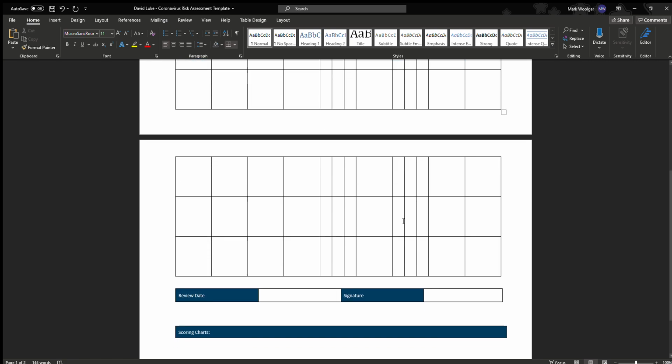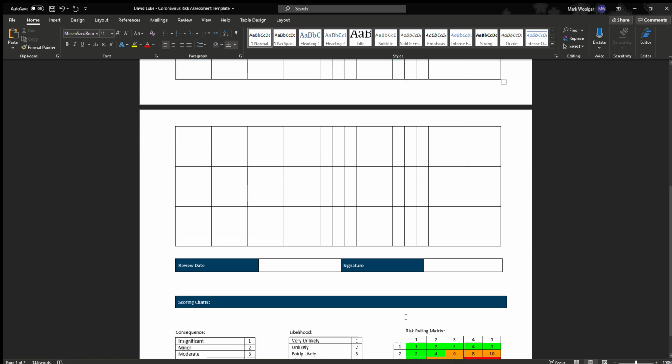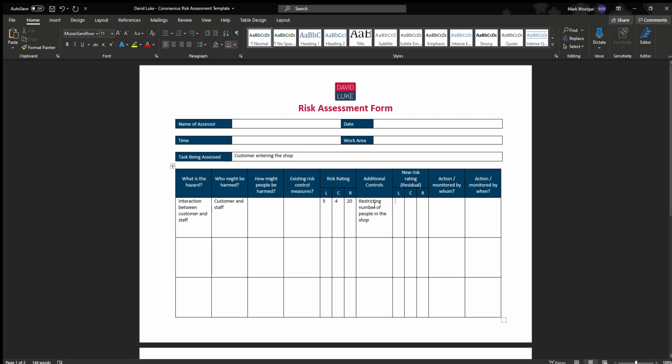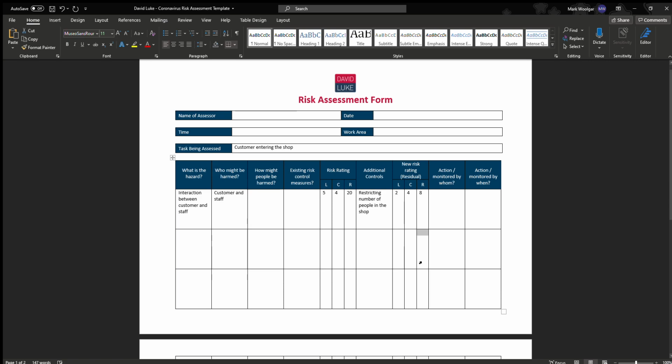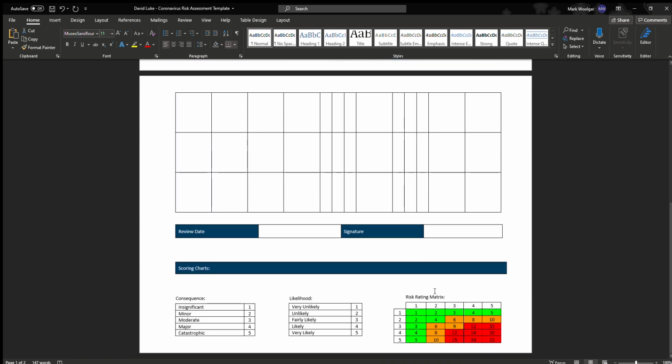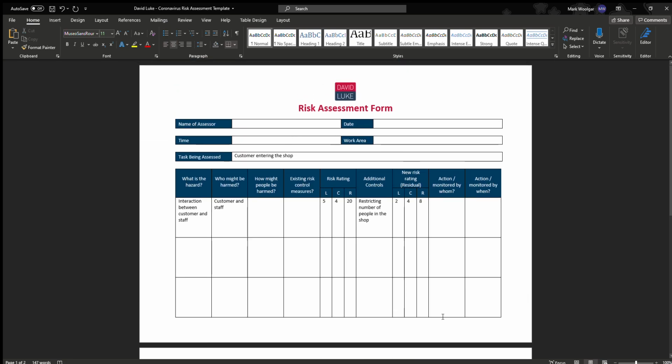So what we might say is that the likelihood with that restriction in place actually goes down to 2, but the consequence if you do contract the virus still remains the same at 4, which gives us a risk rating of 8. That would then mean that we're in amber. 2 and 4, we're in amber there, which means that's an acceptable risk.